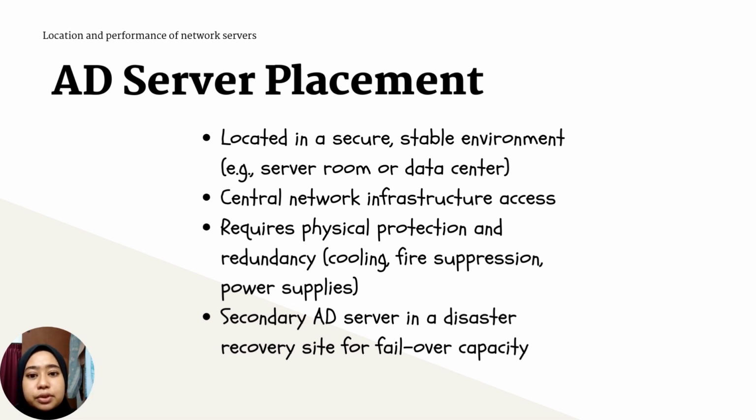Next, physical protection and redundancy are critical components of our infrastructure. It has a cooling system, fire suppression, and power supply. For the cooling system, the server room or data center must be equipped with an adequate cooling system to maintain optimal operating temperatures and prevent overheating. Fire suppression systems are essential to protect the hardware from potential fire hazards.